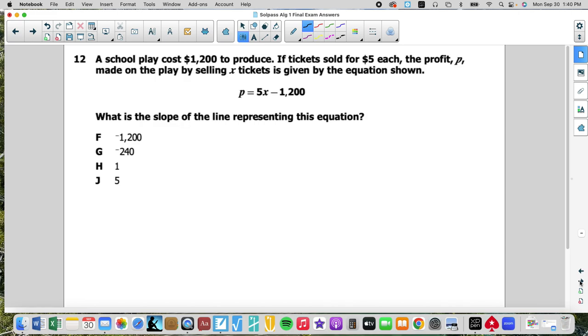A school play costs $1,200 to produce. If the tickets sold for $5 each, the profit P made on the play by selling x tickets is given by the equation shown. So this represents our debt. This is how much money we owe, or we spent, and this is our cost per ticket. What is the slope of the line representing this equation? The slope is going to be 5, the coefficient of x. My y-intercept would be -1,200. So that's in y equals mx plus b form.